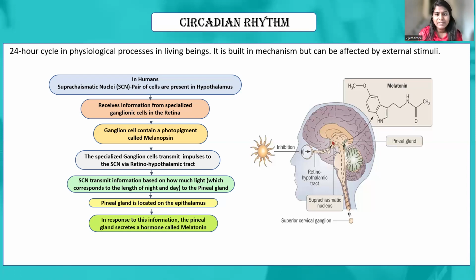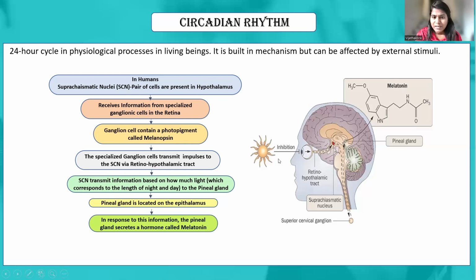When light is absent, when there is darkness, melatonin is secreted. When light is present, there is absence of melatonin, meaning there is no secretion of melatonin from the pineal gland. When there is absence of light, there is secretion of melatonin from the pineal gland. So melatonin is secreted when there is darkness. In humans, the suprachiasmatic nuclei, a pair of cells, are present in the hypothalamus region.